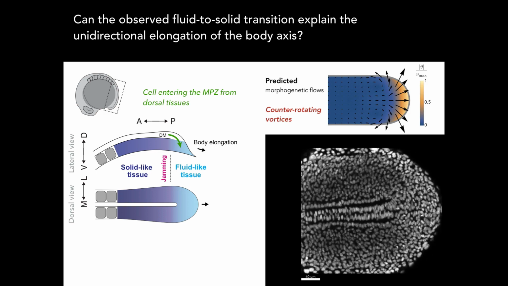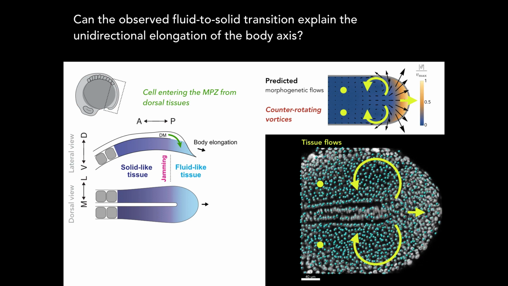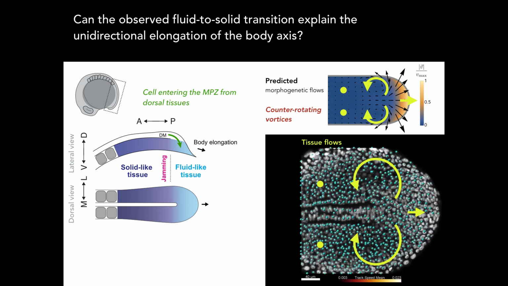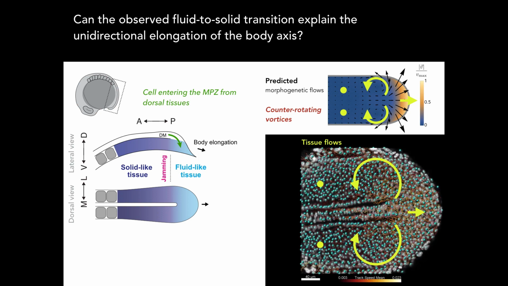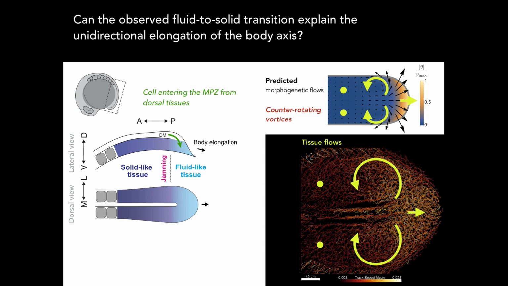And I just want to remind you of our measurements. We have two counter-rotating vortices exactly the same as what we're observing here, and the posterior extension here. All these predictions just come out of this transition and the fact that you're adding cells from dorsal tissues, nothing else.